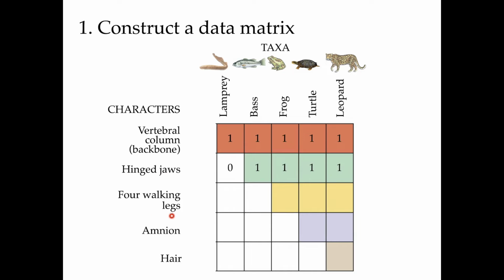For example, 4 walking legs. We know that the lamprey and bass do not even have legs, so they both will get zeros, everyone else will get one. Amnion is less intuitive, but when we study these organisms, we know that only the turtle and the leopard will have it. And then hair, finally, is going to be just the leopard. Great, so we already have the characters, we have our in-group.